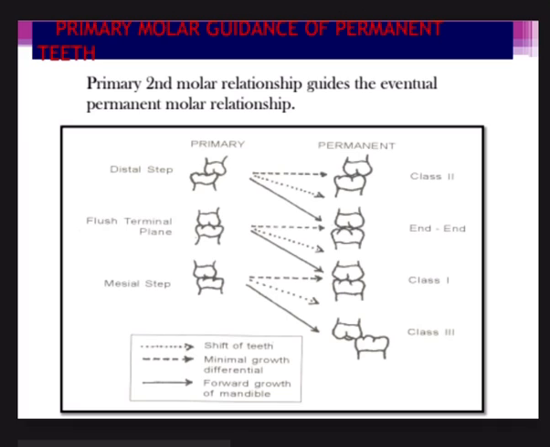So to make it more simple, you should know that there is utilization of primate spacing, as well as forward and downward growth of mandible. Okay, so majority of the time distal step will be giving you an end to end relationship or a class 2. Flush will be giving you a class 1. Okay, and flush can become end to end also. That you have to keep in mind. Mesial step is already erupting into class 1, but there is a probability that it can become class 3. Okay, so distal class 2, flush class 1, mesial step can become class 3.